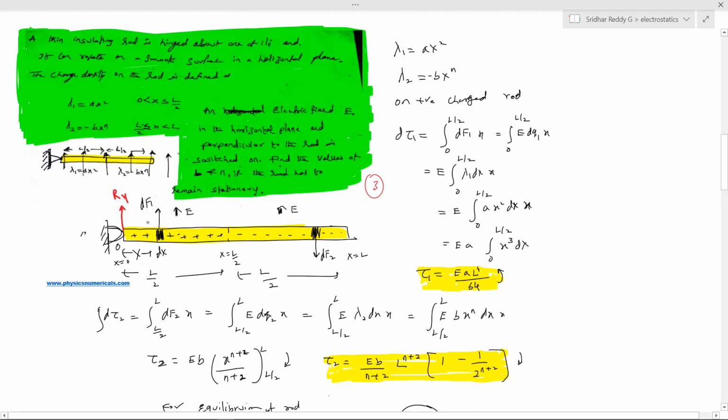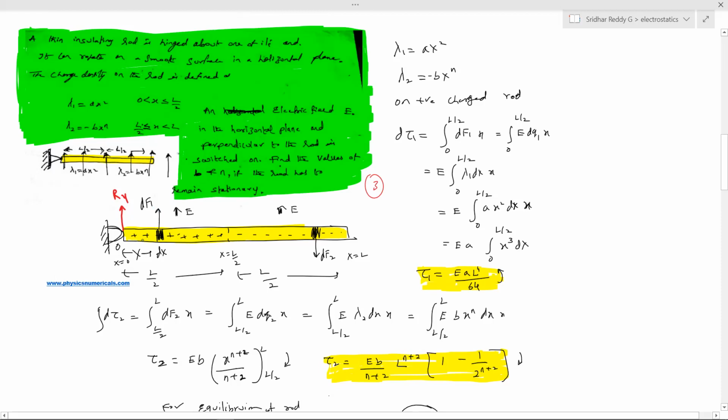Okay, now what is the method? I'll assume a small element at a distance x from the hinge. Okay, this is the hinge. Got it? There's a hinge. Once again, I'll write it. Okay, there's a hinge. Now, what is the torque due to that one?